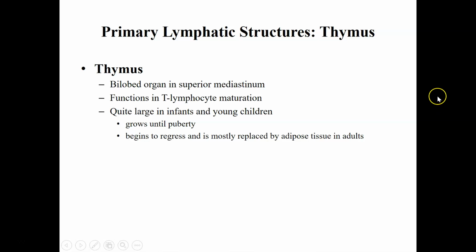After puberty, however, the process slows down. The body is already armed with a lot of mature T cells, and the thymus becomes less and less active as we age, in the adult years. So the gland is very large compared to body size in the childhood years, and it regresses in size in adulthood.